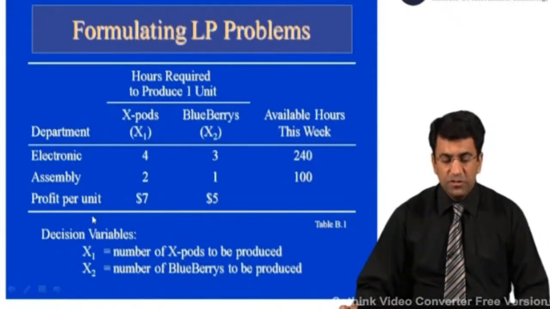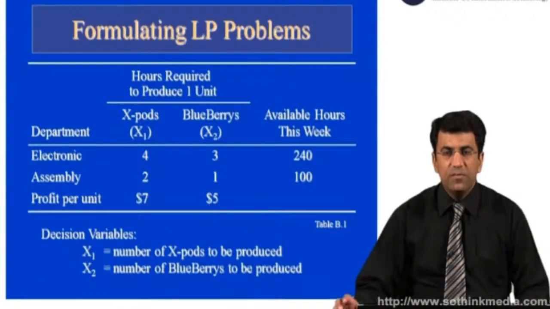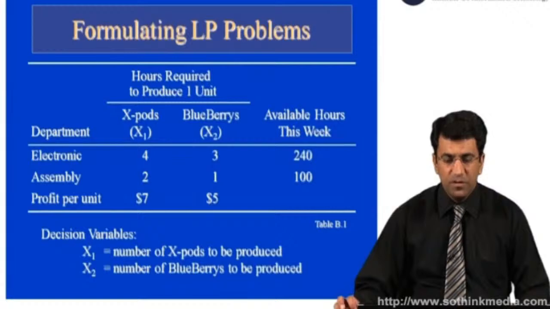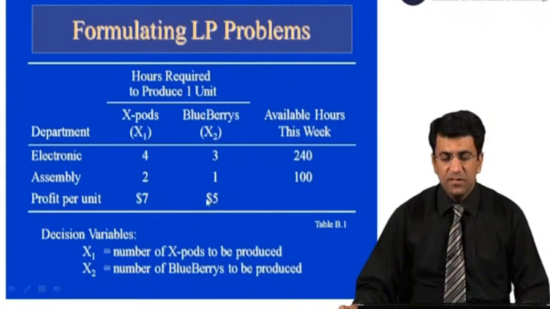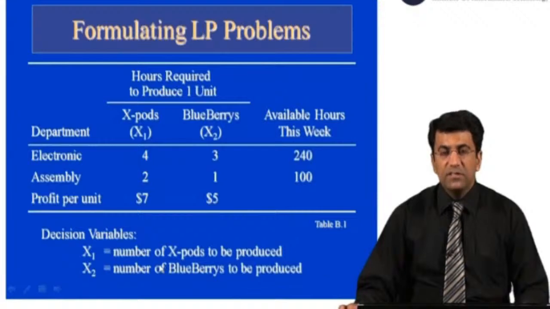Now profit per unit. There is a $7 profit on 1 unit. If you are able to produce 1 unit of export, there will be a $7 profit on that particular unit. And if you are able to produce 1 unit of blueberry, then the profit will be $5. So these are our profit related figures. Then in this case, what are our decision variables?